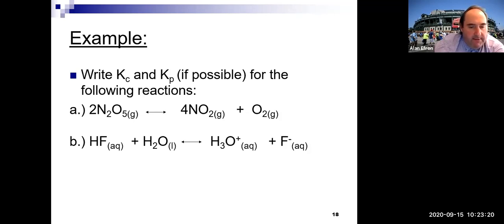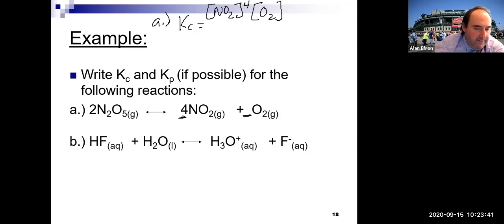Okay, so let's take a look here. Looking at the first one, A. We're going to do our Kc, which is going to be the concentration of our products. So that's going to be NO2, and we are going to take it to the fourth power because of the coefficient. We're going to times it by O2, which technically is the first power because the coefficient is 1. We're then going to divide it by our reactant. So that is going to be N2O5. We're going to square it because of the 2. And that's all I got on the reactant side. So that would be our Kc expression.